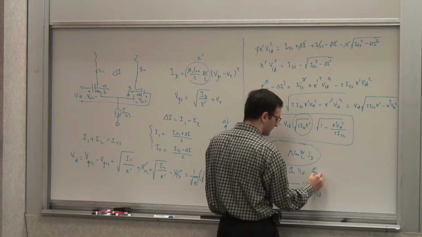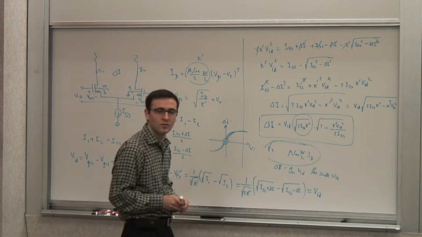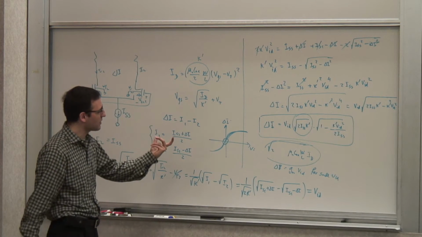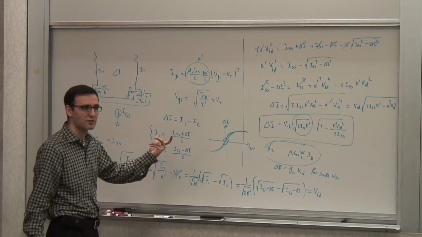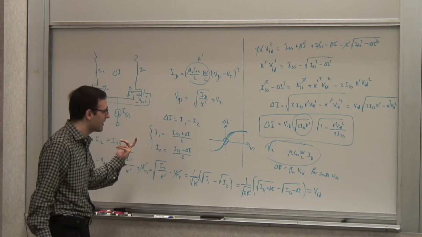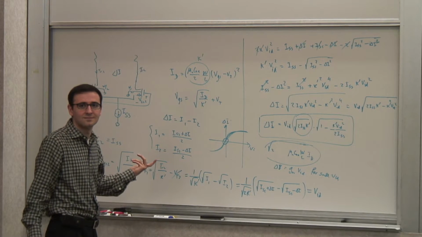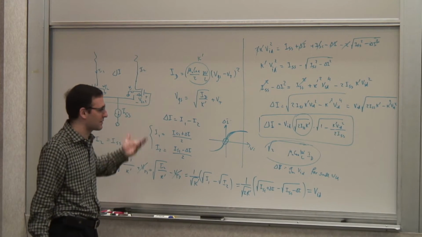For small VID, you can see that the transconductance of this differential pair, from a differential perspective, is the same as a single transistor. It's GM. And therefore it shouldn't be surprising that the gain would be minus GM RD when we put a resistor there. Same thing as bipolar.